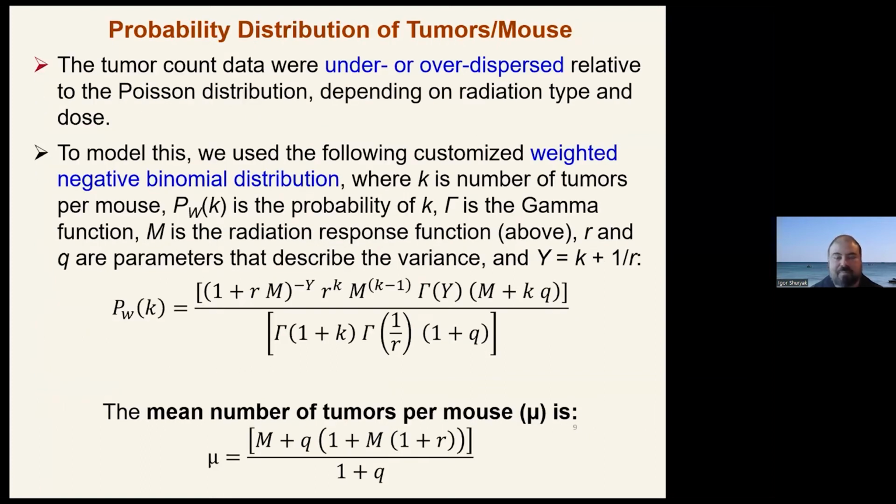And also it was found that the tumor count data per mouse were under or over dispersed relative to the Poisson distribution. And this varied depending on radiation type, or for example, what type of ions, and also on the dose. So to model this, we had to use different distributions, and we used this weighted negative binomial distribution shown here, which has two extra parameters called R and Q, which describe the variance, which can be less than the mean or greater than the mean. And then the mean number of tumors is given by this function here, where M is from the previous equation.